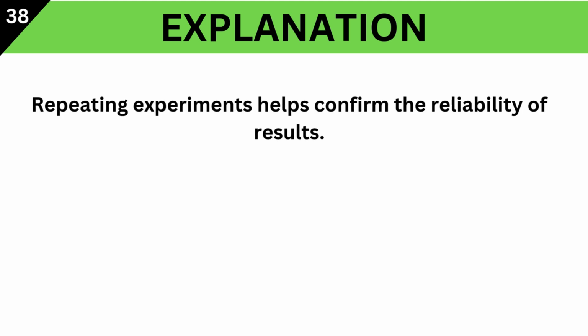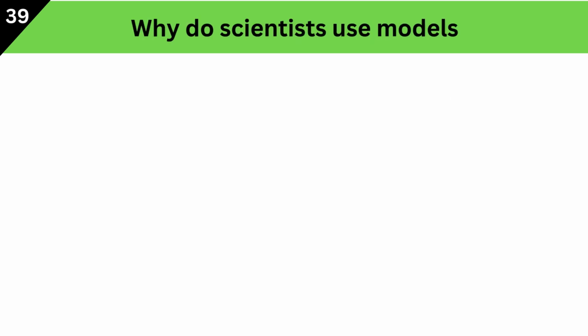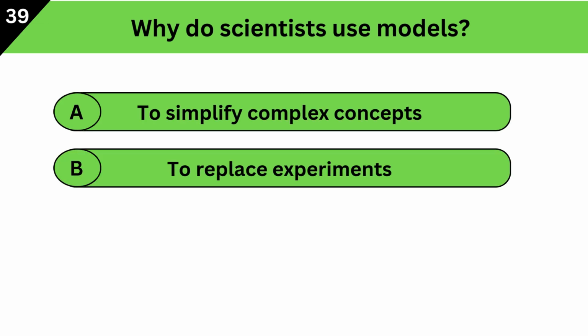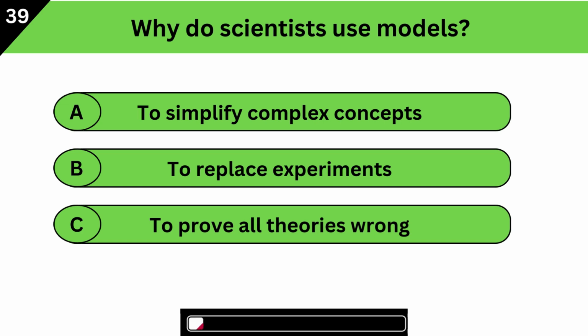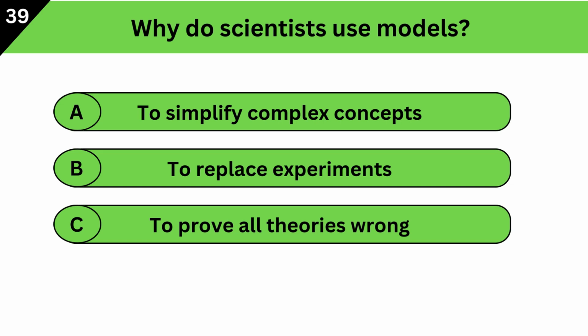Explanation. Repeating experiments helps confirm the reliability of results. Why do scientists use models? Option A. To simplify complex concepts. Option B. To replace experiments. Option C. To prove all theories wrong.